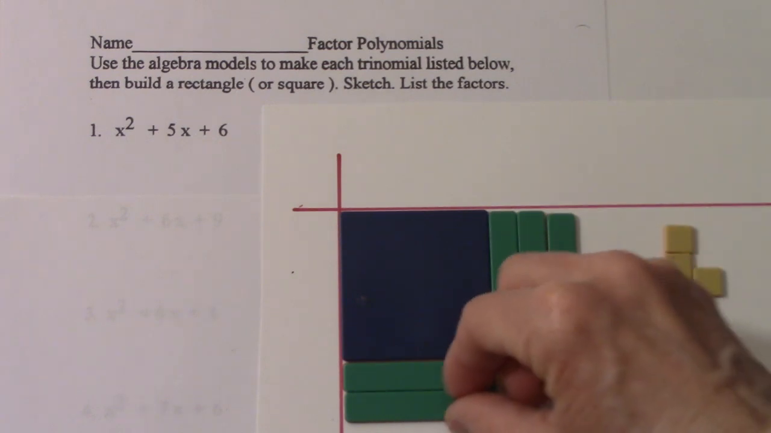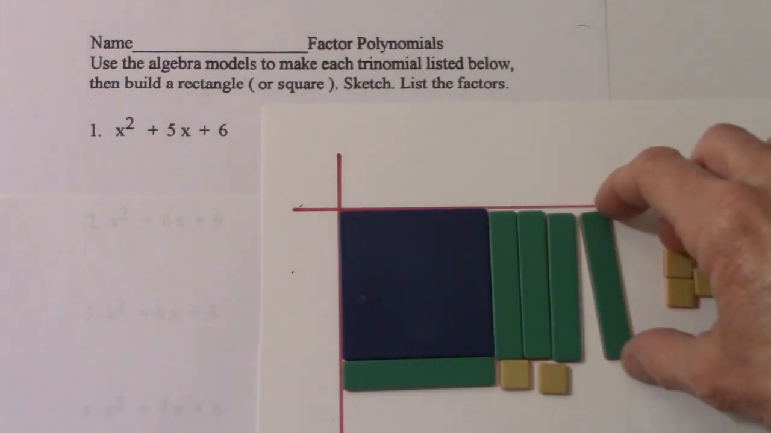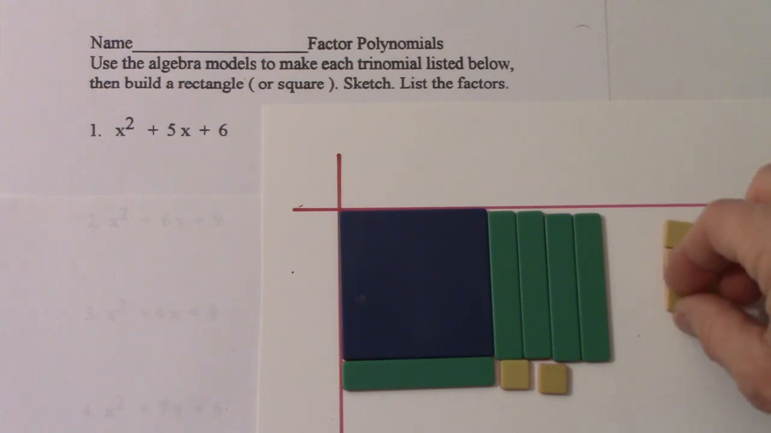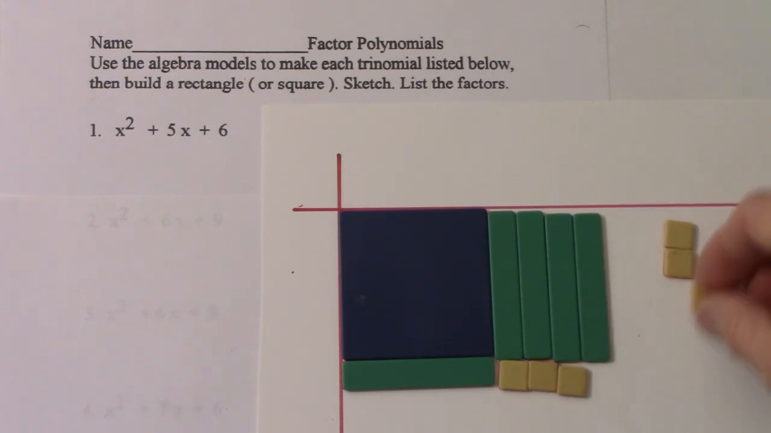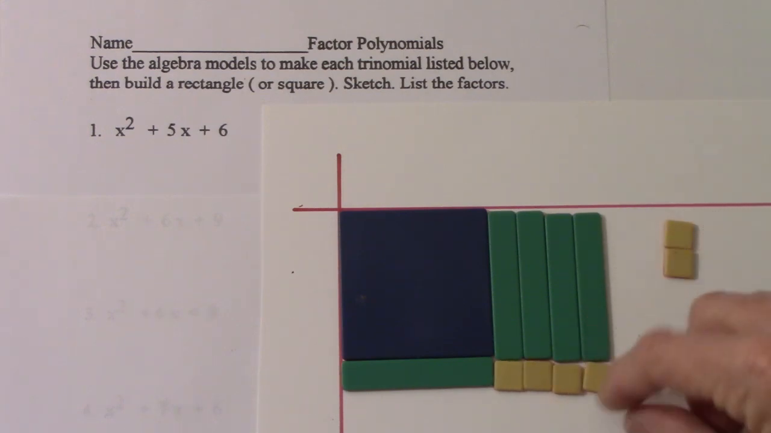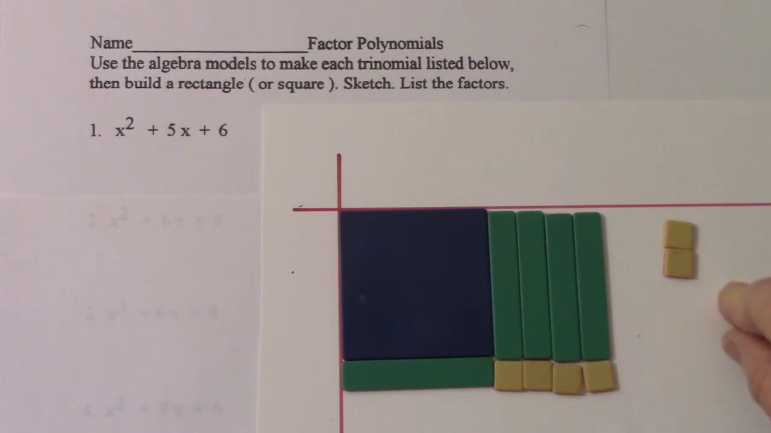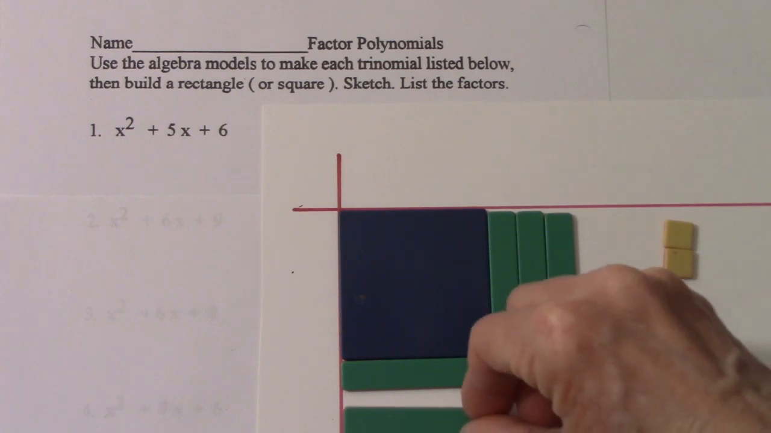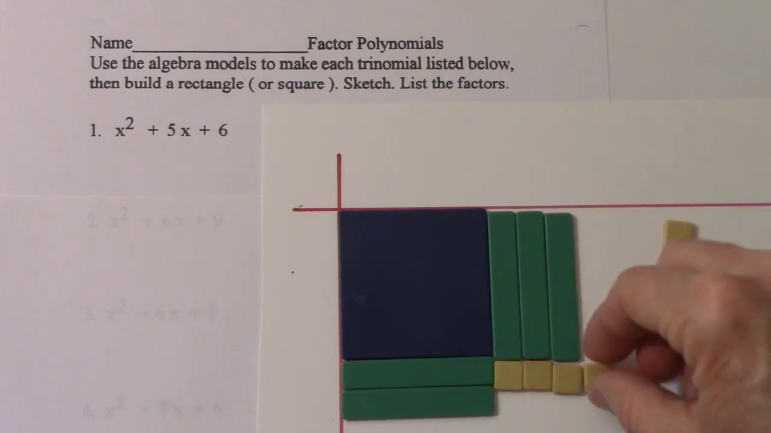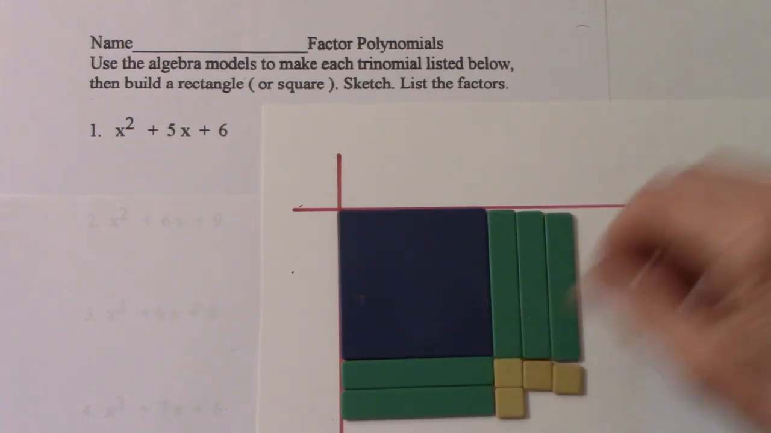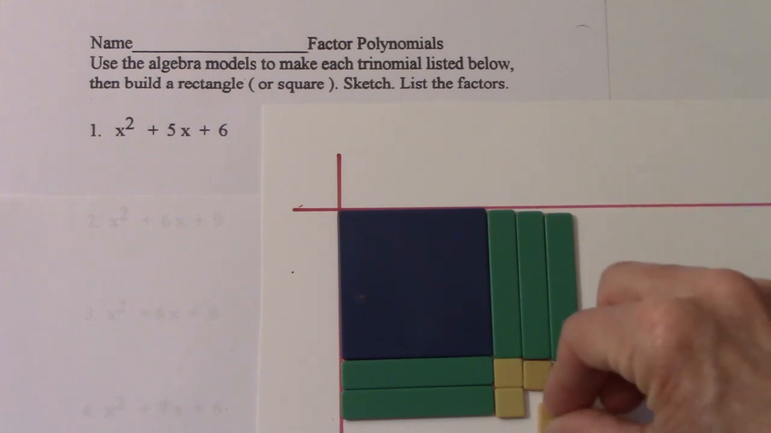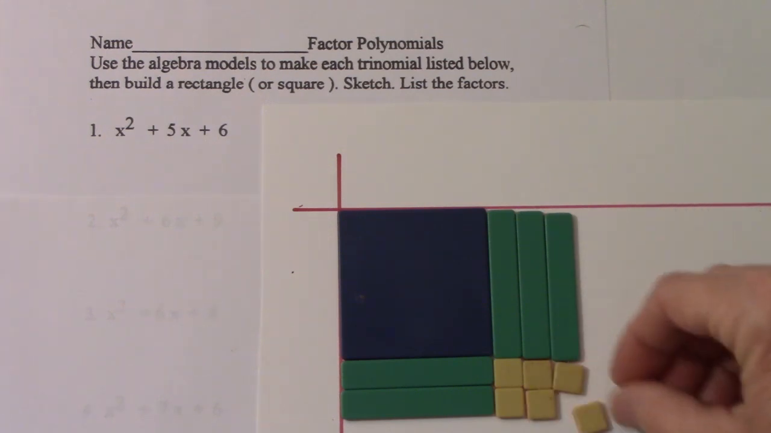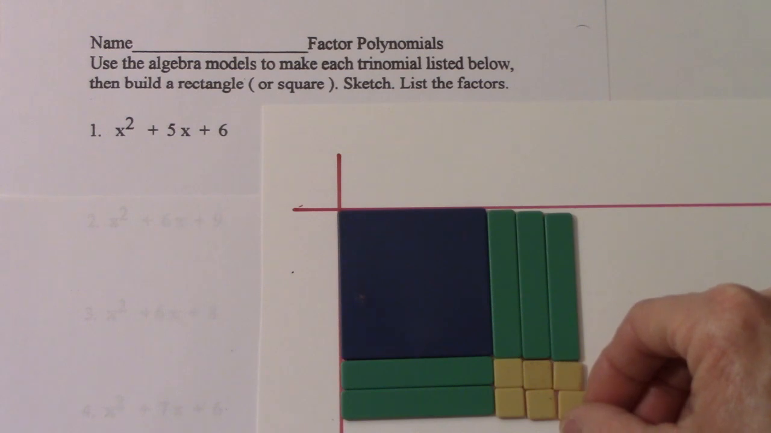Like if we had, let's see, we tried with 4. If we had 4 and 1, then the 4 fill in and make a rectangle, but we got 2 pieces left over. When we put it this way, I have 2 and 3, then we see that we come up with a perfect rectangle.